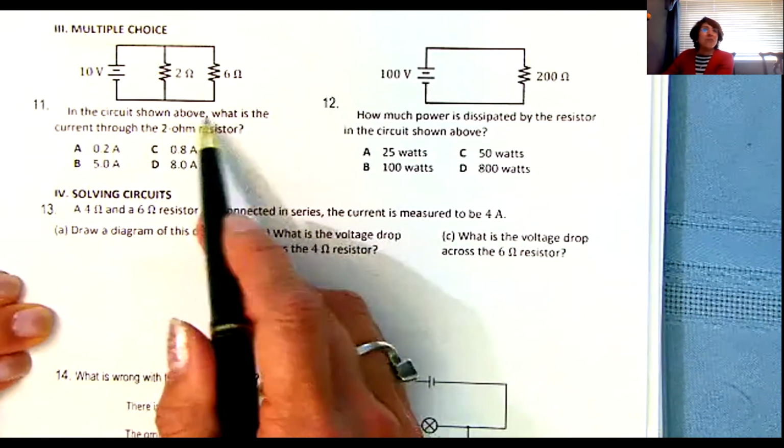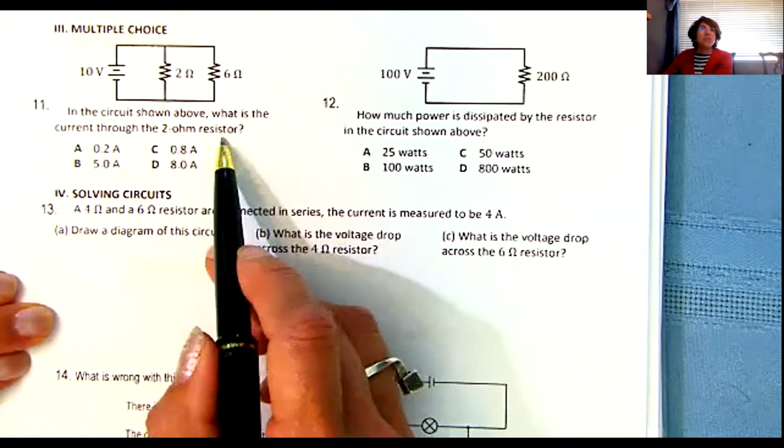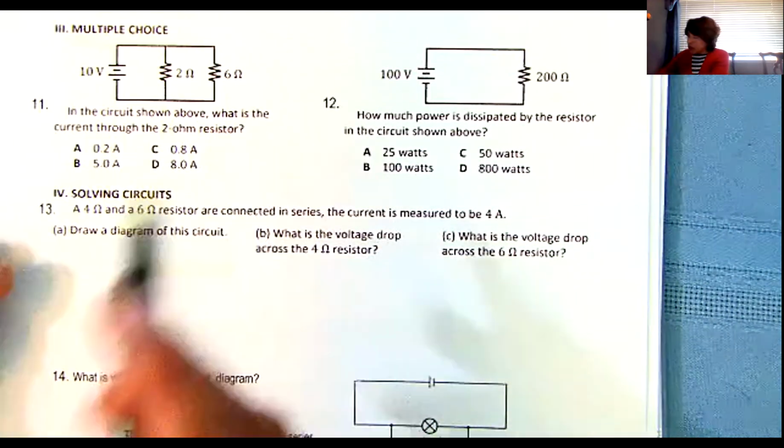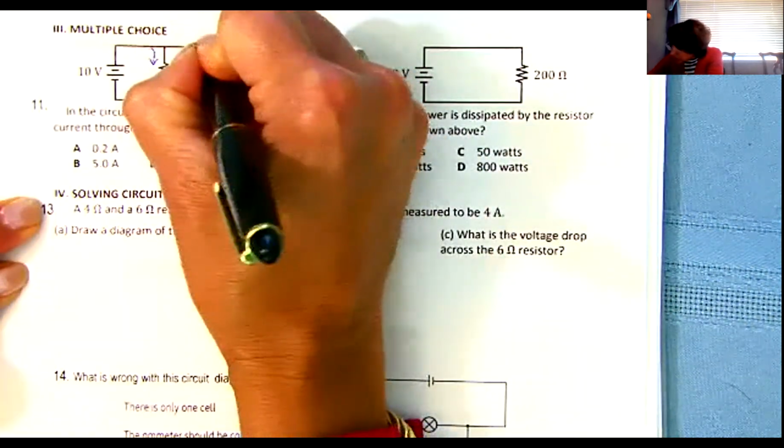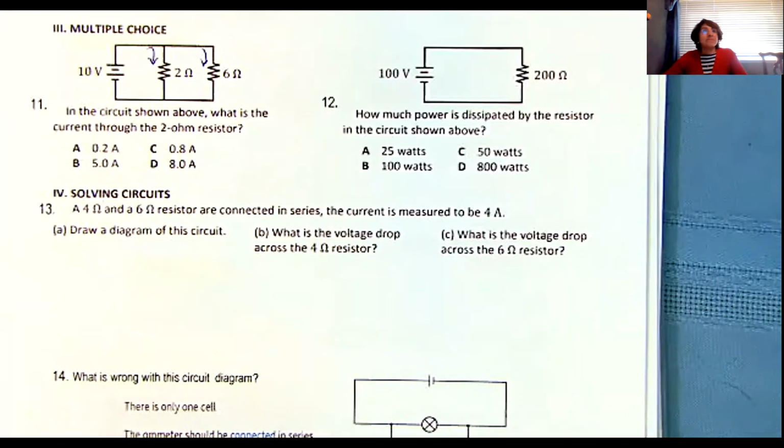In the circuit above, what is the current going through the 2 ohm resistor? They want to know how much current is going through here, which is not the same thing as the current going through there. So Dayanara, first of all, how are these resistors connected?